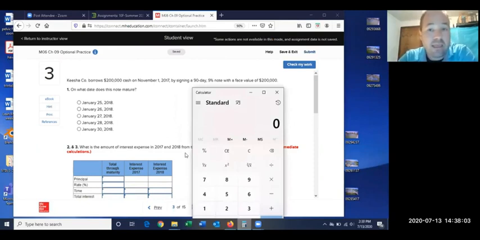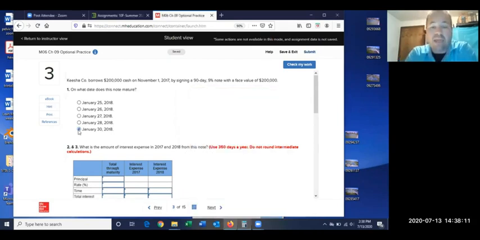So 31 and 29 is 60. Then we got 30 more days in January. So by my count, this would become due January 30th, because again, you don't count the first day of a loan, and then you do count the final day. So that's when the loan is going to come due.